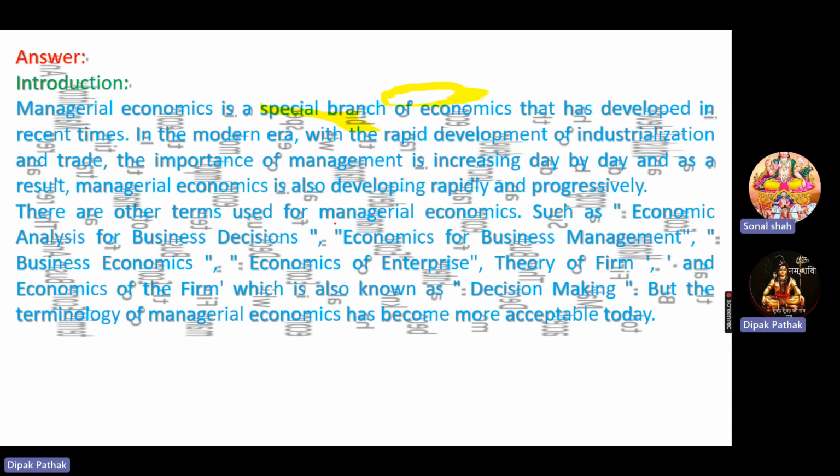There are other terms used for managerial economics in past years. One name is economic analysis for business decisions, economics for business management. A second set of names in the past years: business economics, economics of enterprise, theory of the firm, the economics of the firm, principles of economics of the firm, or also called the science of decision making. But the terminology of managerial economics has become more acceptable today, the appropriate name of this type of economic science.